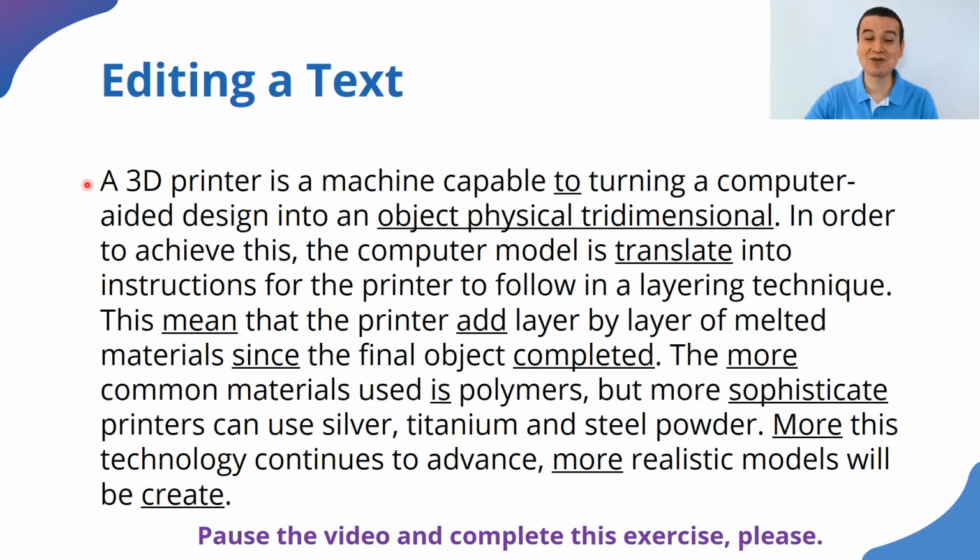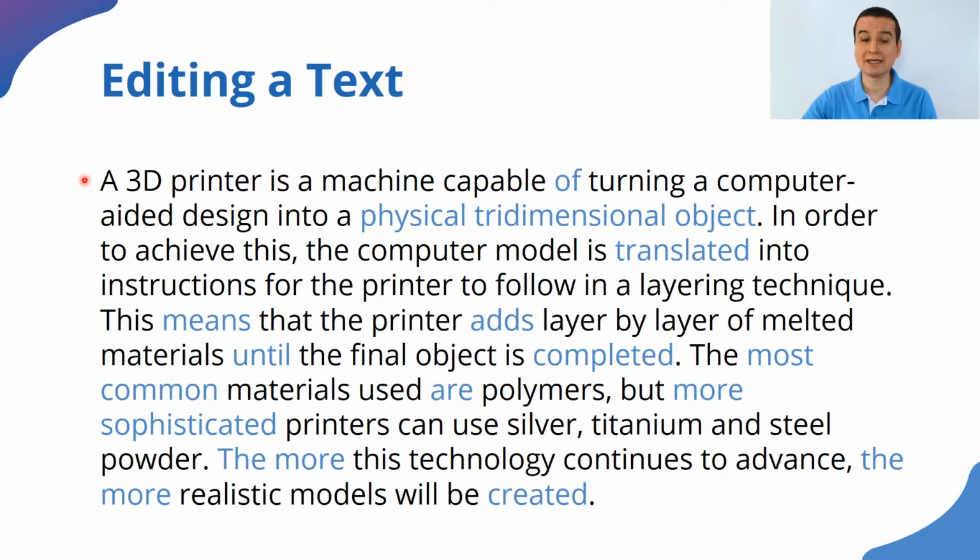All right, thank you. Thank you very much for having completed the activity. I really hope that you have completed the activity and that you have an answer to compare mine with. Let's start. A 3D printer is a machine capable of turning a computer-aided design into a, yes, we have a noun, which is object, and we have some characteristics, into a physical three-dimensional object. All right? Good.